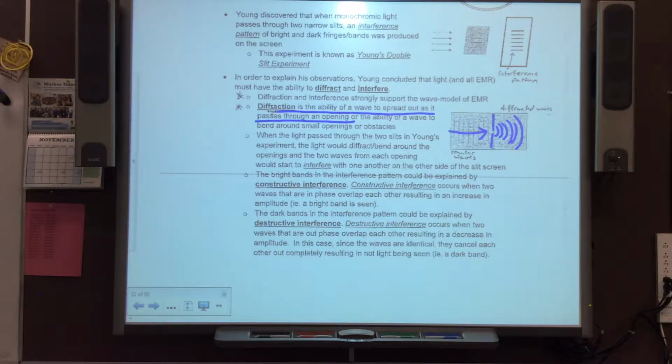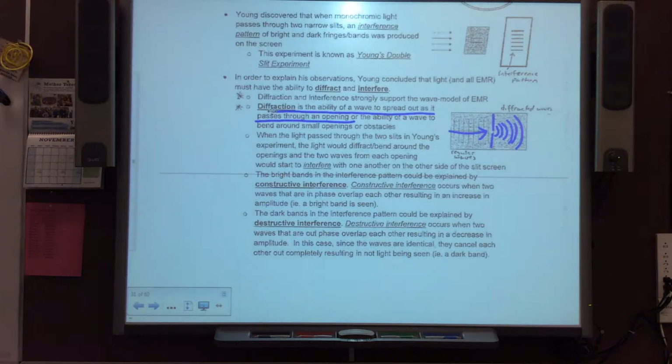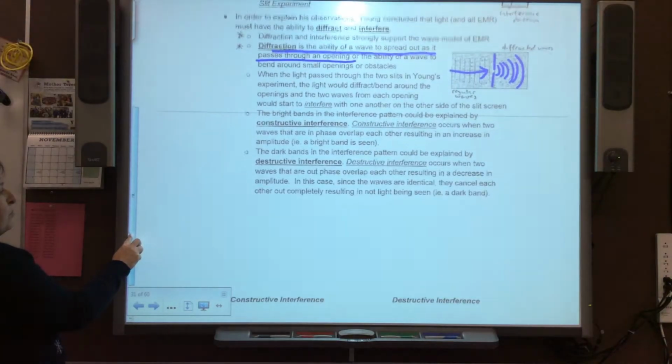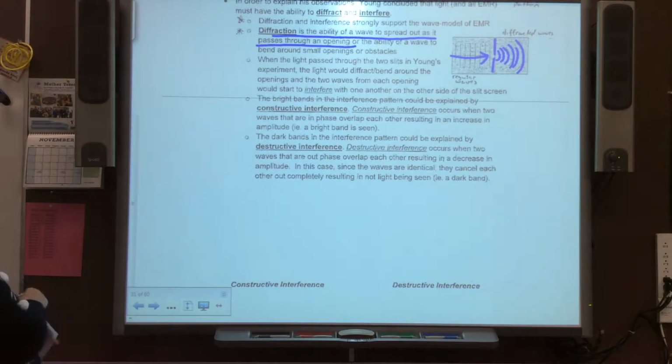When we have wavelengths that are in sync with each other or in phase with each other, we call that constructive interference. And when we have waves that are out of phase with each other or going in opposite directions, we see what we call destructive interference. Constructive interference is what gives us the bright light that we see, whereas destructive interference is what we don't see actually, it's the dark band.